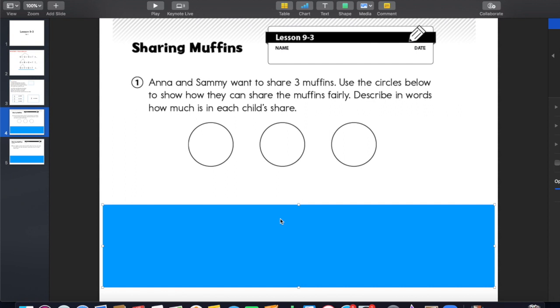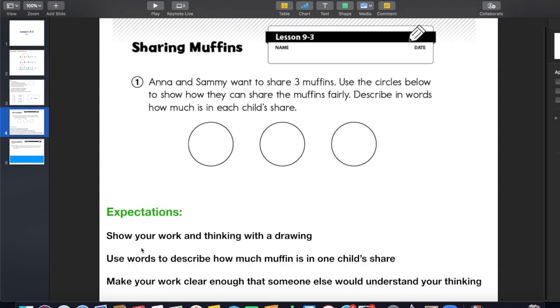So our expectations for today: you want to show your work and your thinking with a drawing, so with the muffins. You want to use words to describe how much muffin is in one child's share. So how much does Anna get, or how much does Sammy get? And you want to make your work clear enough that someone else would understand your thinking. Okay? Then there's another problem.